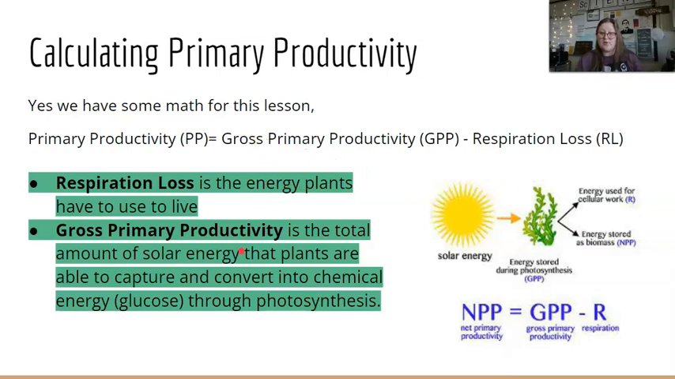And then gross primary productivity is the total amount of solar energy that plants are able to capture and convert into chemical energy, typically glucose, through photosynthesis. So all of the energy that they capture and convert. So when we need to calculate primary productivity, we are finding the difference between those two things.